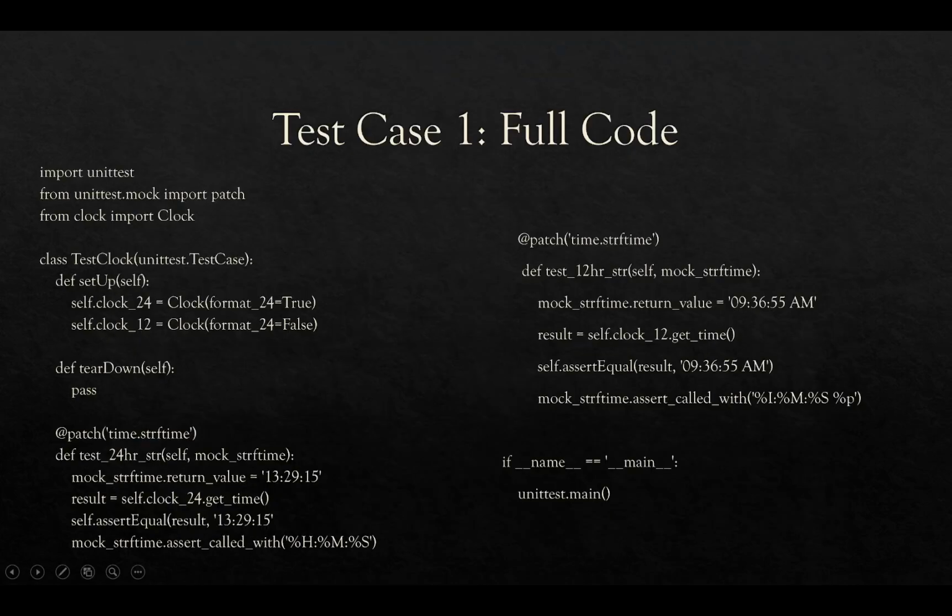This is our full test suite for the clock class. It includes 2 unit tests, one for verifying the 24-hour time format and another for the 12-hour AM/PM format. The overall structure is the same for both. We use unittest.mock.patch to simulate a specific time value, and then we check whether the getTime method returns that value correctly and uses the expected format string.